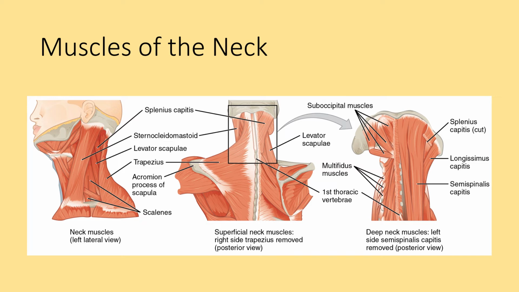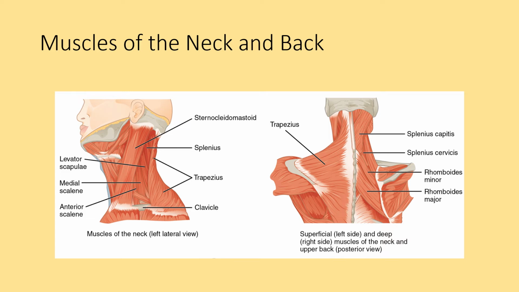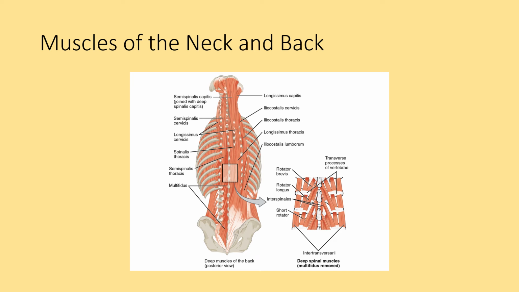The sternocleidomastoid is a major muscle of the neck. As you can see, it's labeled right here. That helps with turning the neck. The trapezius is along the back of the neck and then extends down towards the back. Here is an additional view from a different viewpoint. You have several different muscles along the back.